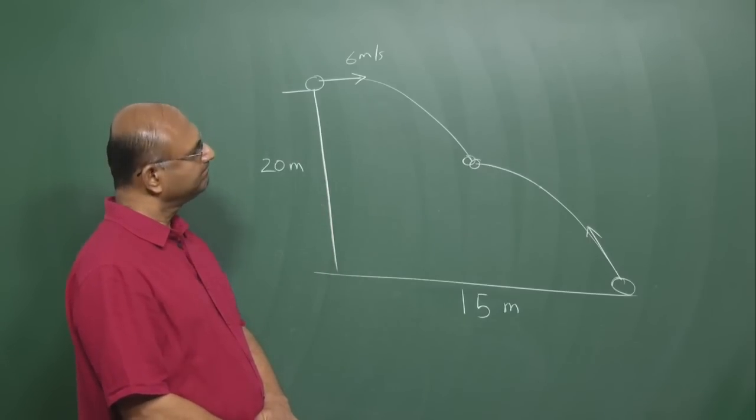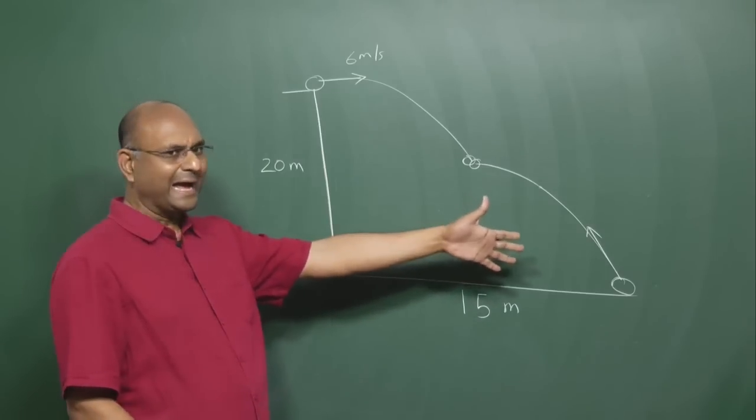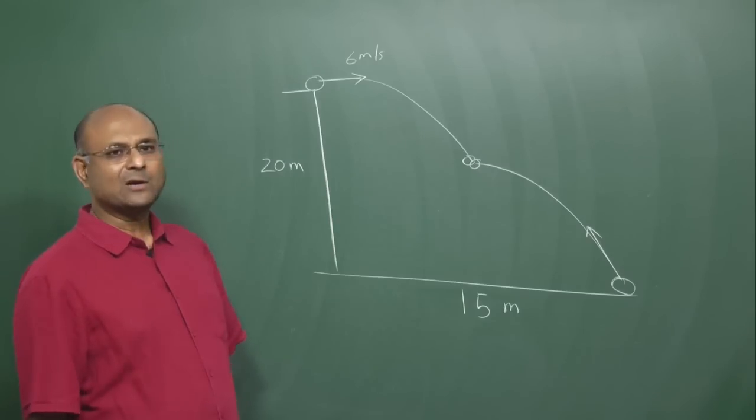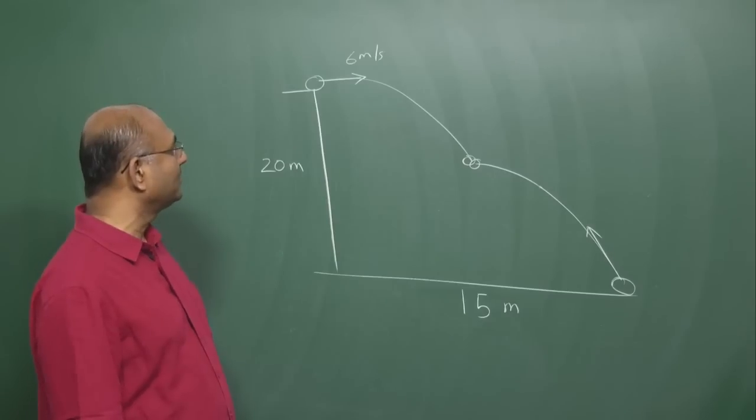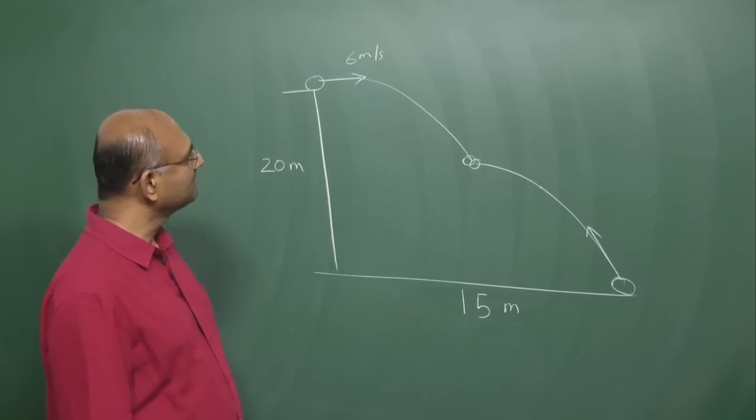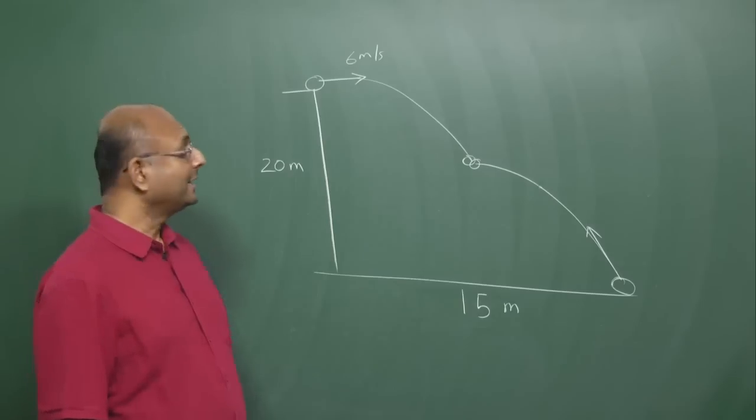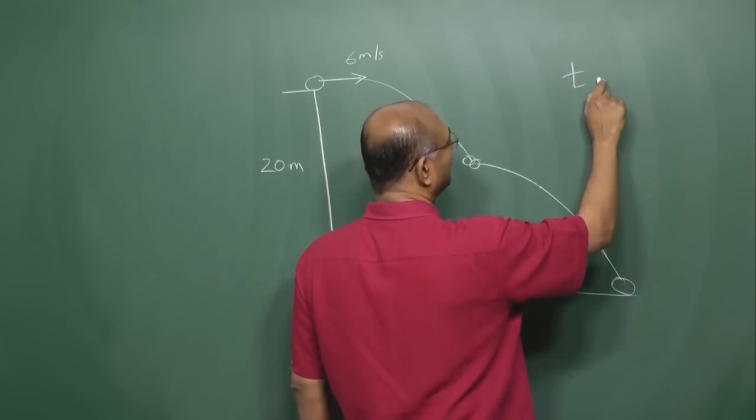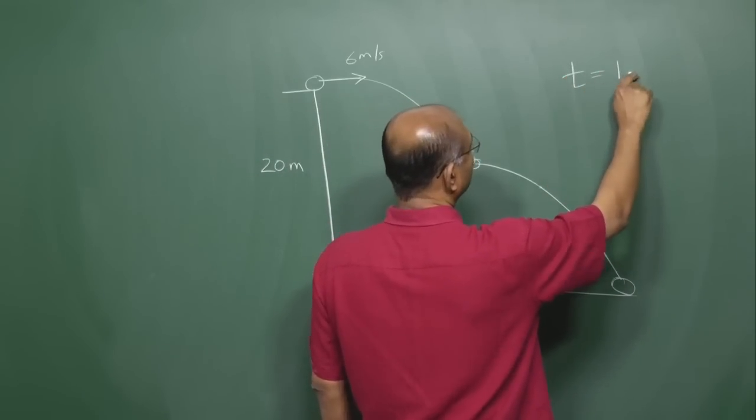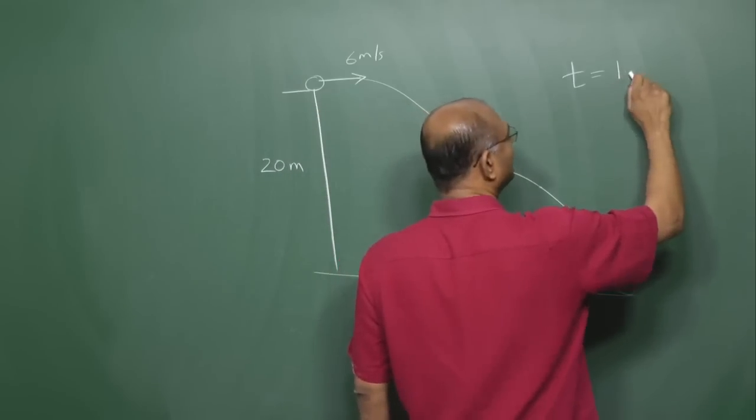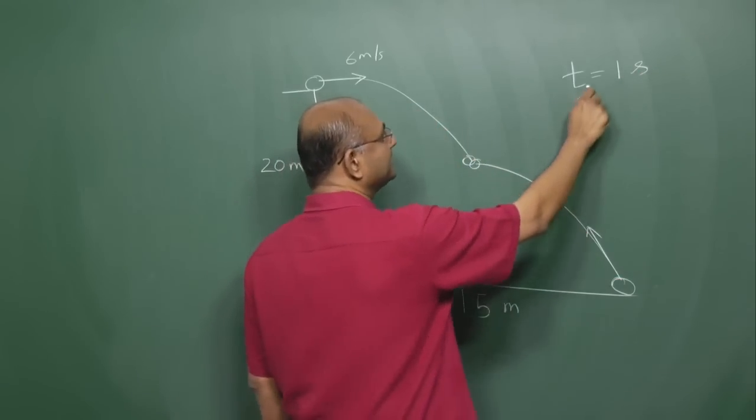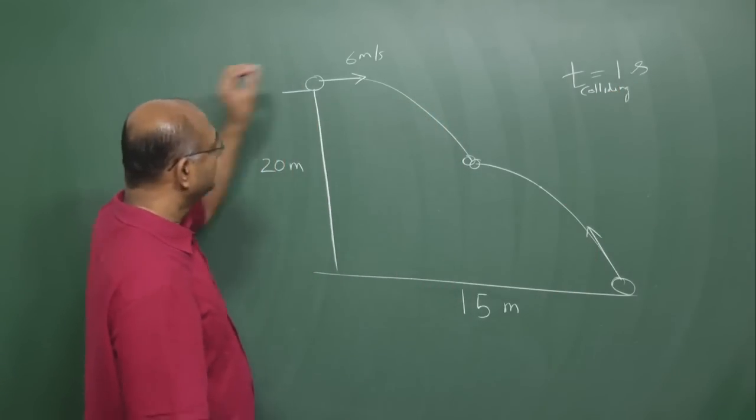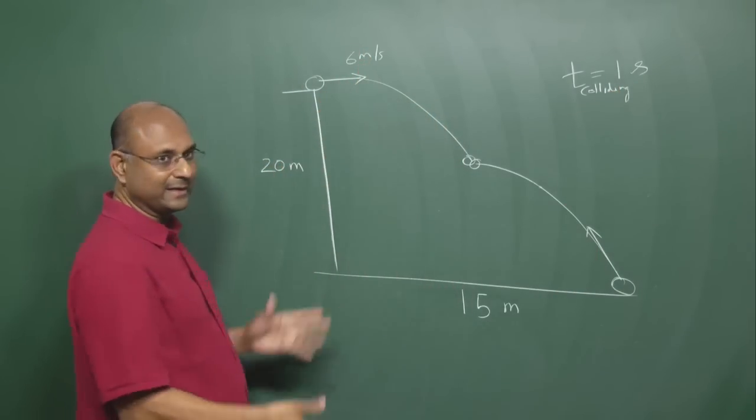I don't know what angle I'm shooting this fellow at, so I don't know that. But I know that these guys are going to collide after, let us say, 1 second. Shall we make it 1.5? Let us make it 1 second, simple. So the time for collision is 1 second. 6 meters per second, 1 second later they collide.